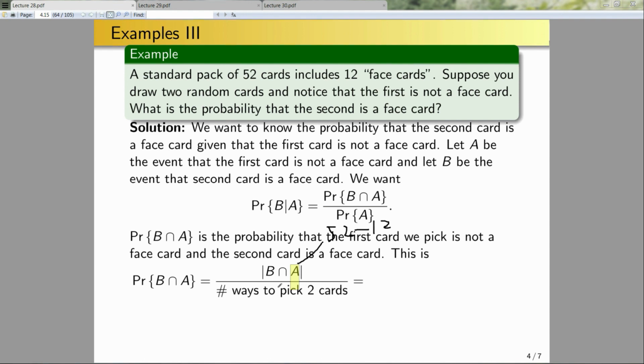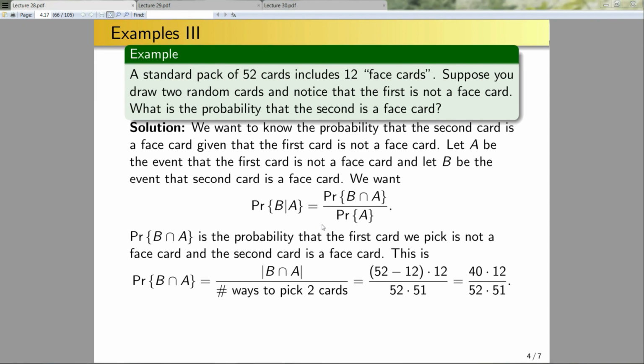What about B? Well, there's only 12 face cards, and B is the event that the second one is a face card. So the number of ways that I can pick a face card is exactly 12. Finally, the number of ways that I can pick 2 cards out of a deck of 52: there's 52 ways that I can pick the first card, and there's 51 ways that I can pick the second card, so the number of ways will simply be this product. So if I put all of this together, I end up with this expression here. Now I can further simplify just by doing some arithmetic, and I get that this is 40 times 12 divided by this statement here. So this is the probability that A and B both occur.